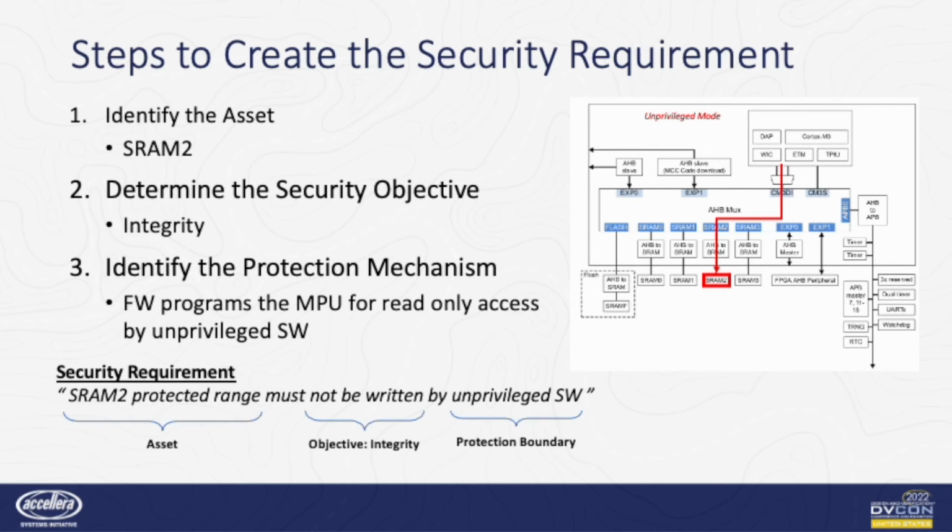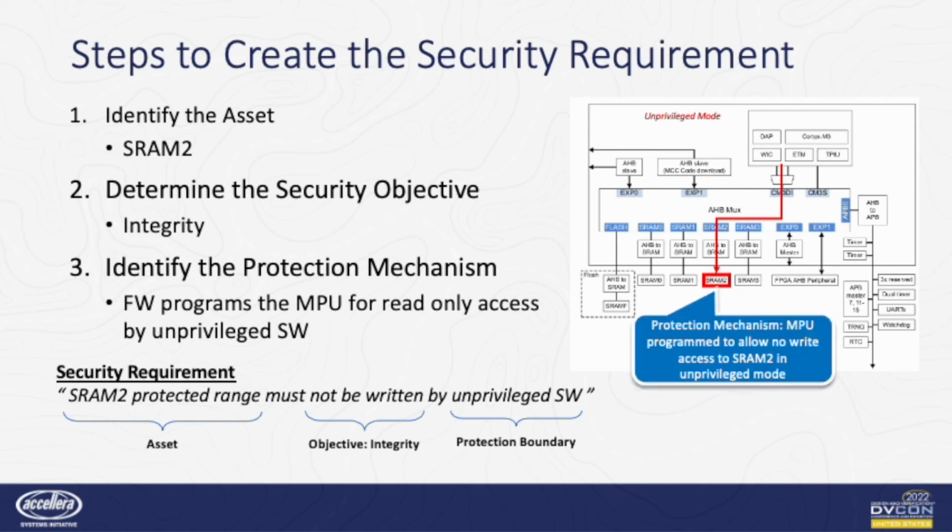And now that we know those three key elements, we can create a security requirement, and that in plain English would be: the SRAM2 protected range must not be written by unprivileged software. And the protection mechanism to make sure that that happens is that the MPU, or the memory protection unit, is programmed to allow no write access to the SRAM2 in unprivileged mode.